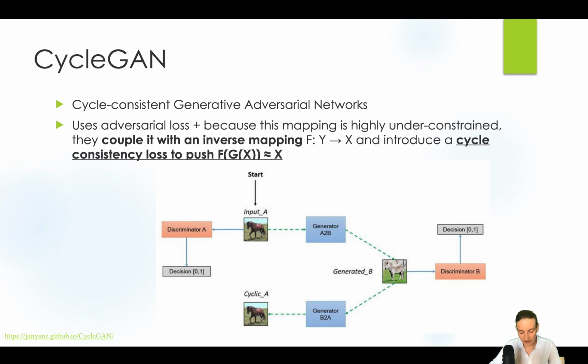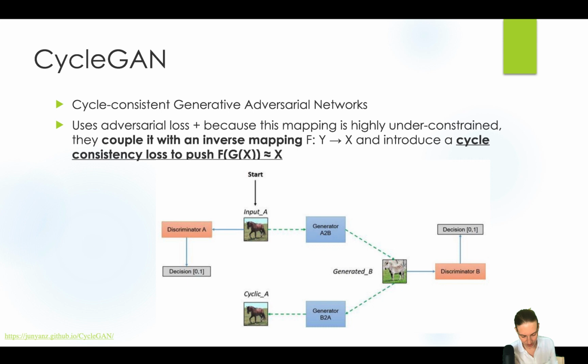CycleGANs, or cycle consistent generative adversarial networks, use an adversarial loss. It's a typical GAN. However, we couple this with an inverse mapping to enforce that it keeps resembling the original input. So let's look at this network architecture.